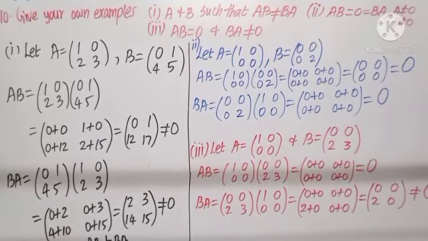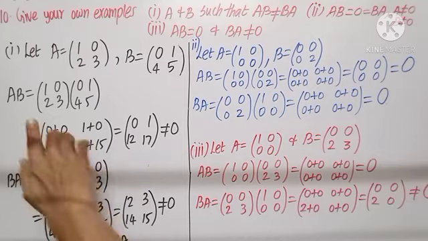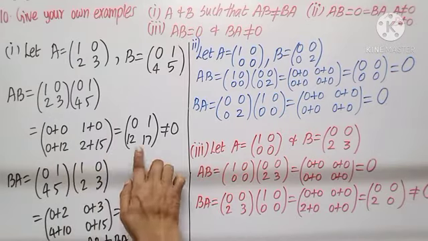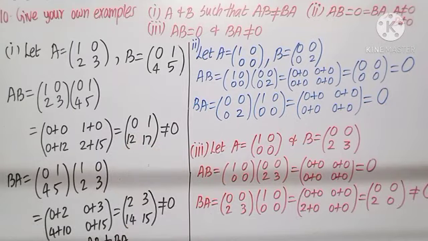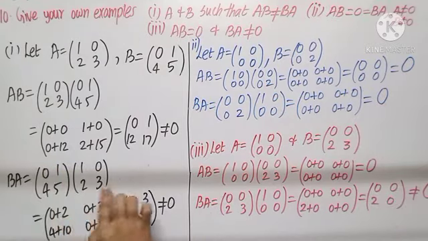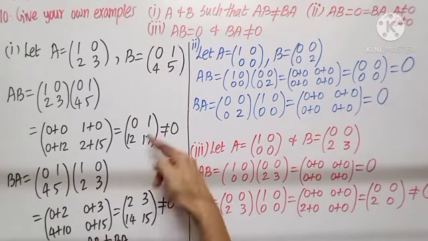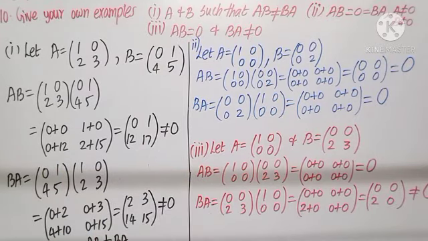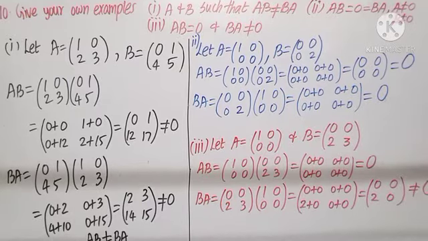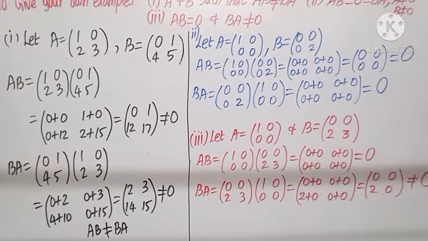Capital A we have assumed as 1 0 2 3. B is 0 1 4 5. As we multiply and check, our answer is 0 1 12 17. BA, B first and then A. As we multiply, we check both are not equal. AB and BA are not equal.